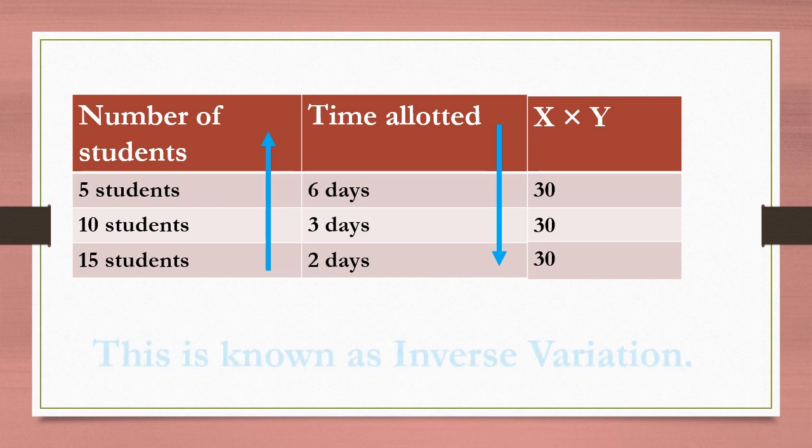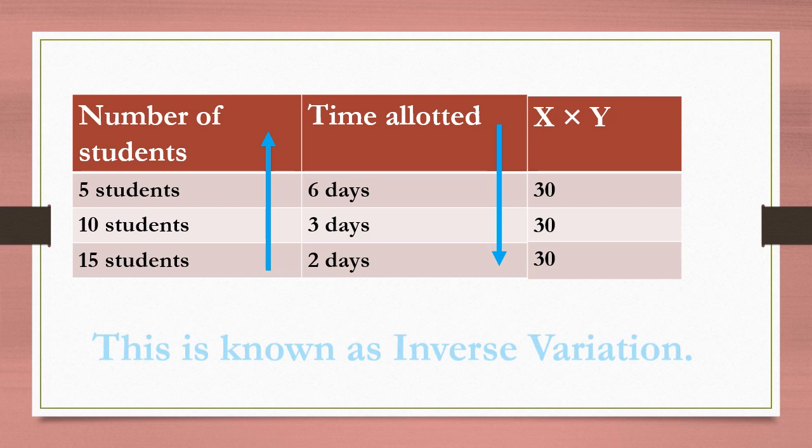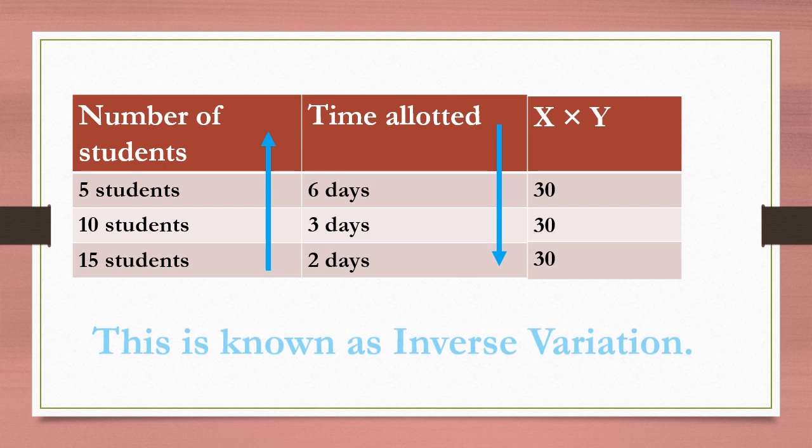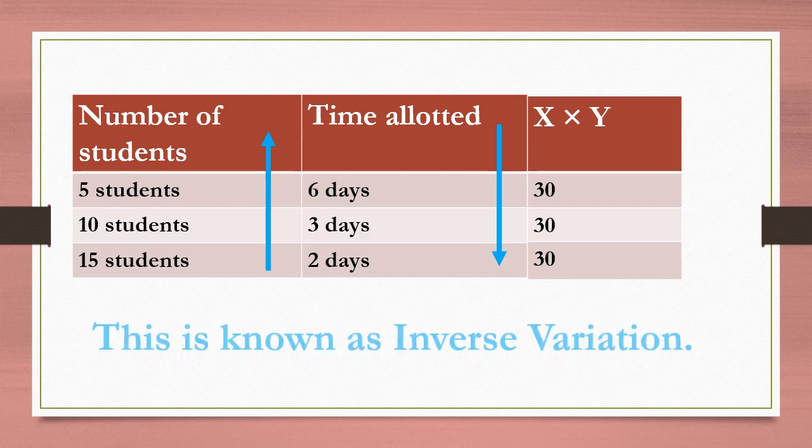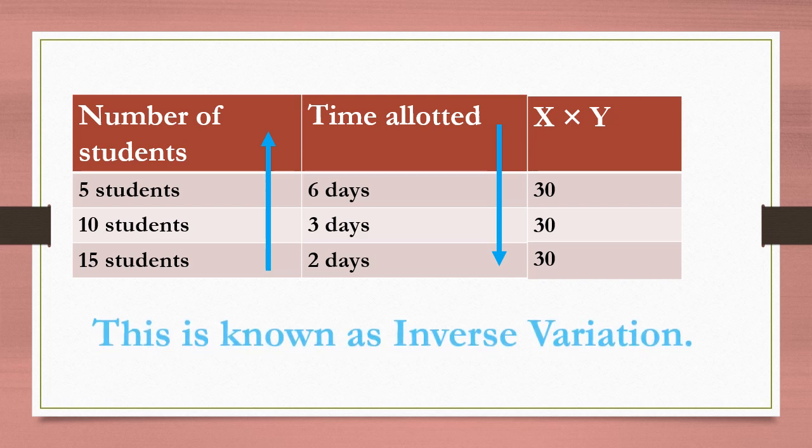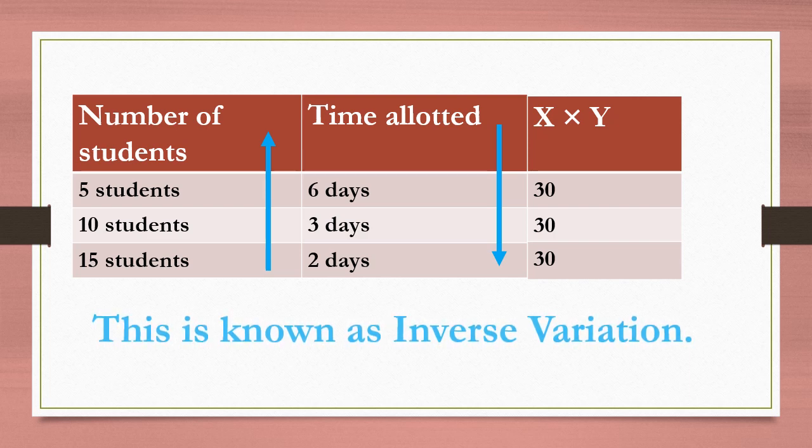Here see, for 5 students 6 days, it was 30 days of work. If one boy is employed, he will take 30 days to complete the same work. So if 5 students work for 6 days, the task will be completed. Now see, 10 students will take 3 days. That means 10 into 3 is 30. 15 students, 15 into 2 is 30. So for 15 students, it will take 2 days.